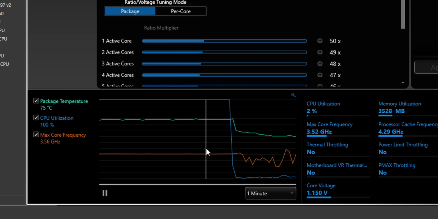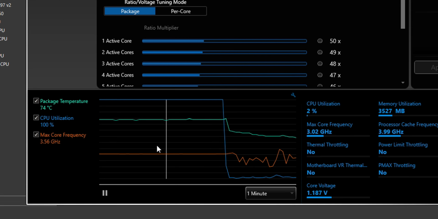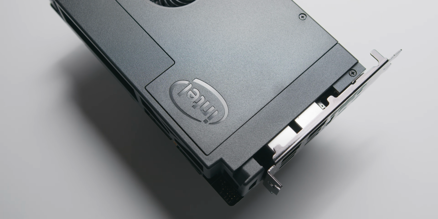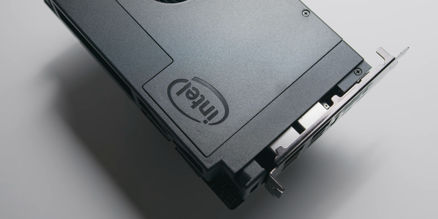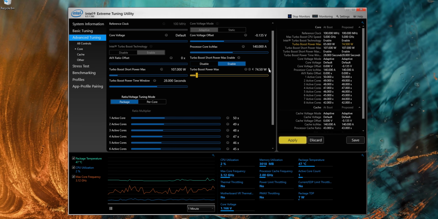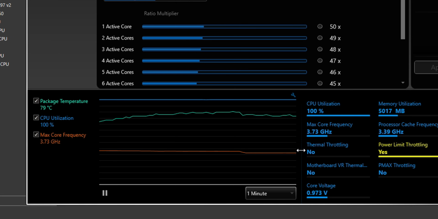Now, if you want to overclock a bit further, the next step is to start raising that 65 watt power limit that the CPU has under sustained loads. For example, by raising this to 75 watts, we now see another plus 200 megahertz. However, the CPU package temperature has now increased by around 5 to 8 degrees.